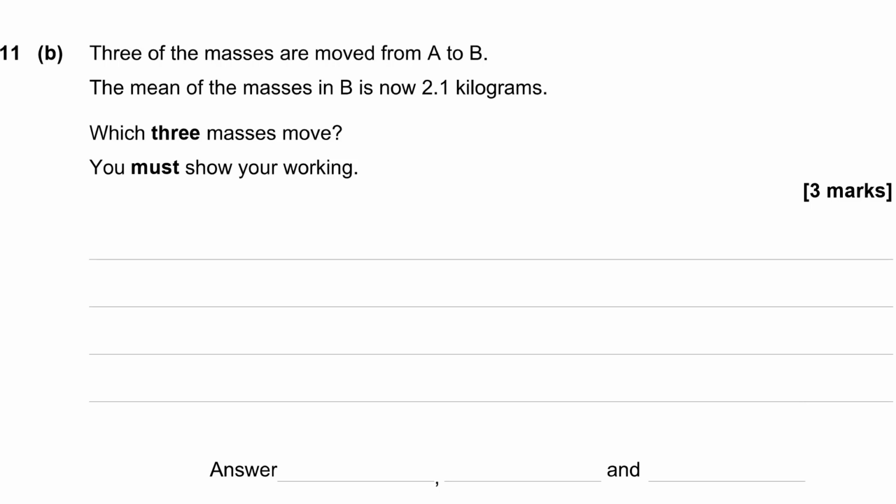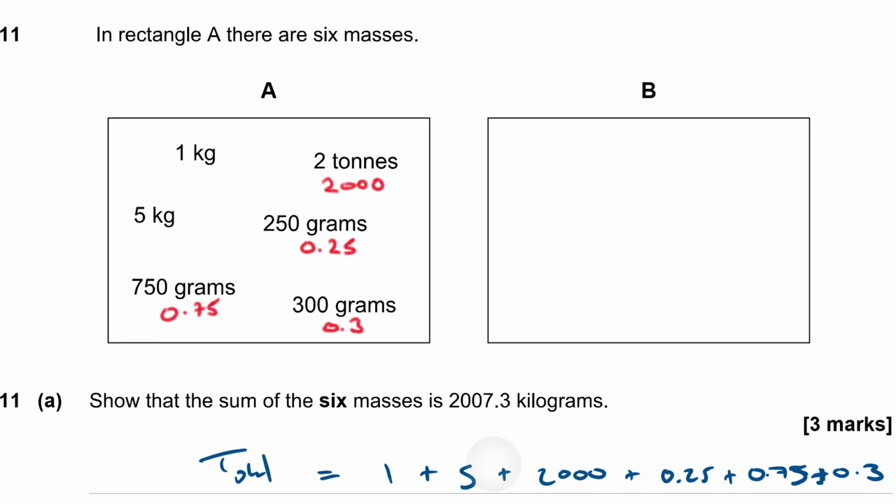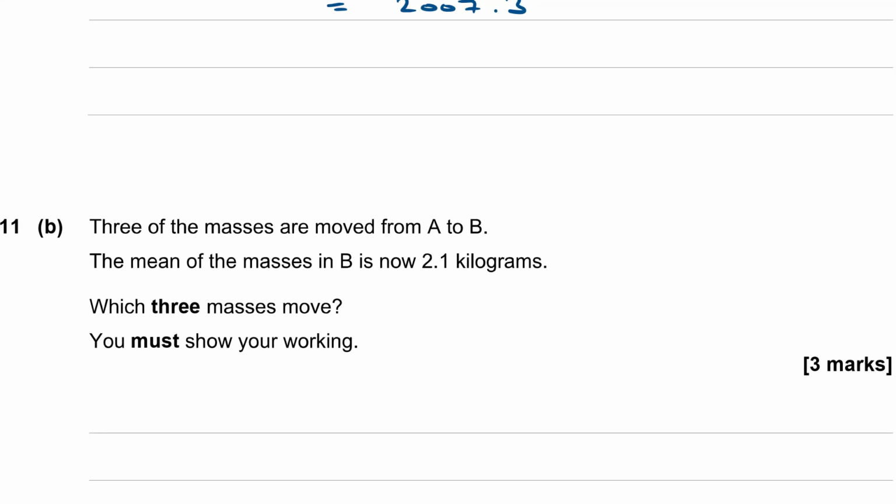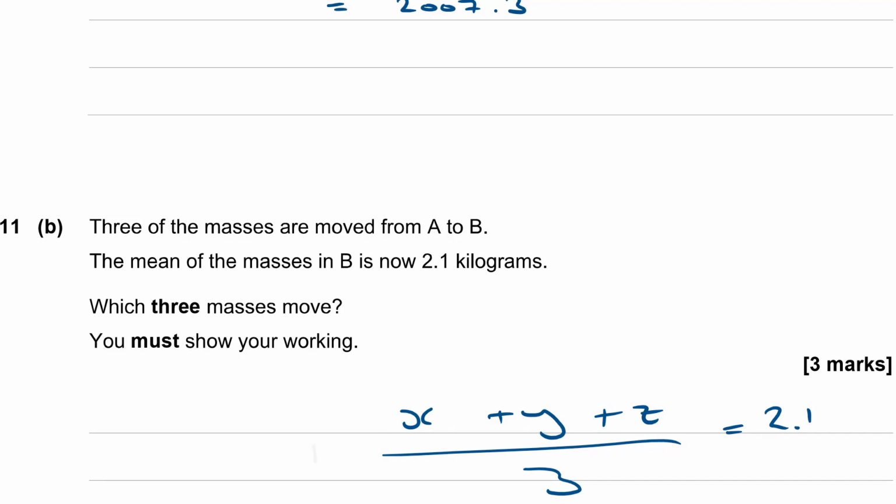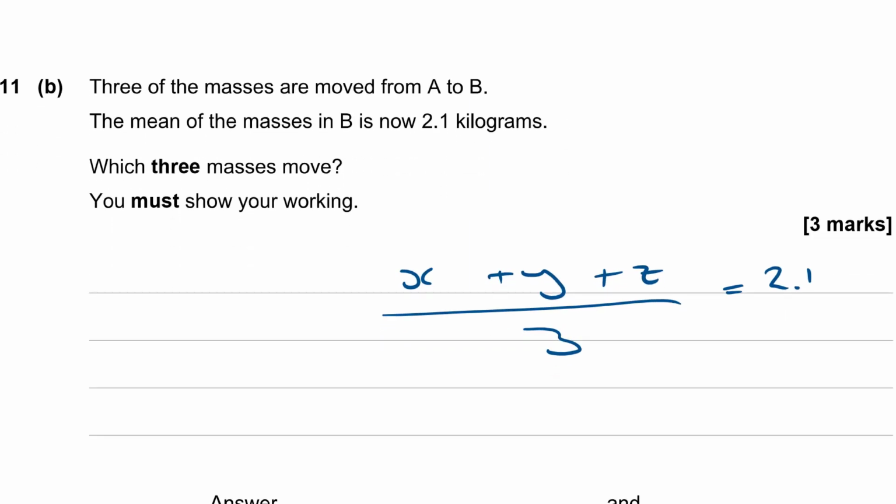Part B says 3 of the masses are moved from A to B. The mean of the masses in B is now 2.1 kilograms. Which 3 masses move? You must show your working. Okay, so we're going to pick 3 of these and move them over, and it has to have a mean of 2.1 kilograms. So a mean is what you get when you add all of the 3 weights together and divide by how many you've got. So your 3 values, x plus y plus z, you add them together and you divide by 3, and that gives you 2.1.